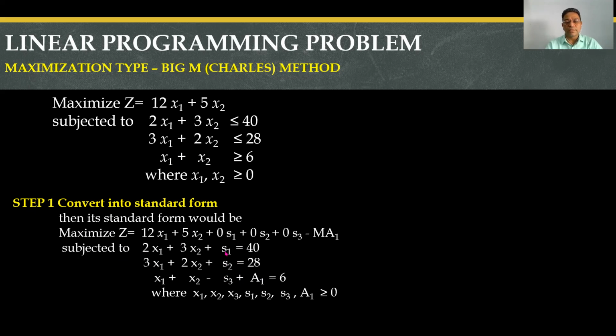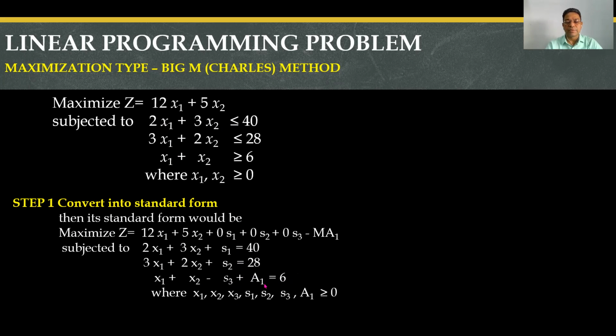Now if you take s1 equal to 40, s2 equal to 28 and minus s3 equal to 6 as the initial basic feasible solution, then we will get s3 equal to minus 6 and the solution will not be feasible. Okay, so we will have to add an artificial variable.